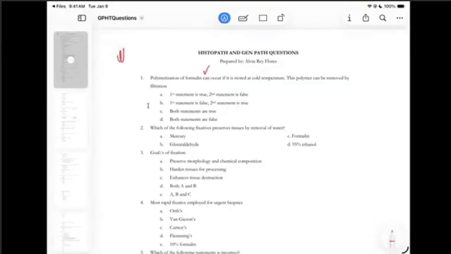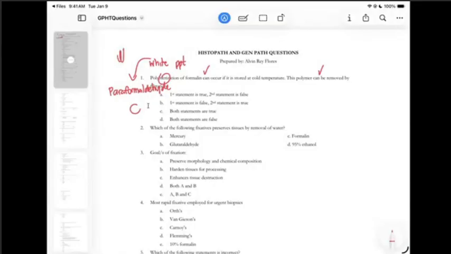So polymerization, this is when there is the formation of that white precipitate. That white precipitate or that white polymer forms in your formalin solution. That can happen especially at cold temperatures. We call that paraformaldehyde. So that's your paraformaldehyde, and it forms at cold temperatures. So the second statement, this polymer can be removed by filtration. That's also correct. So letter C, both statements are true.